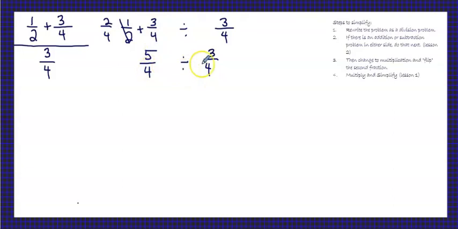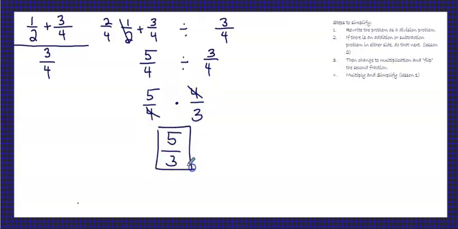So now that I've got just a fraction here and a fraction here, now I can change it to a multiplication problem. And that's what step 3 says. Change to multiplication, flip the second fraction. So bring down the first fraction, change this to multiplication, and that changes to 4/3. I can cancel out my 4's and then just multiply across. That's going to be 5/3. So that's going to be my answer.